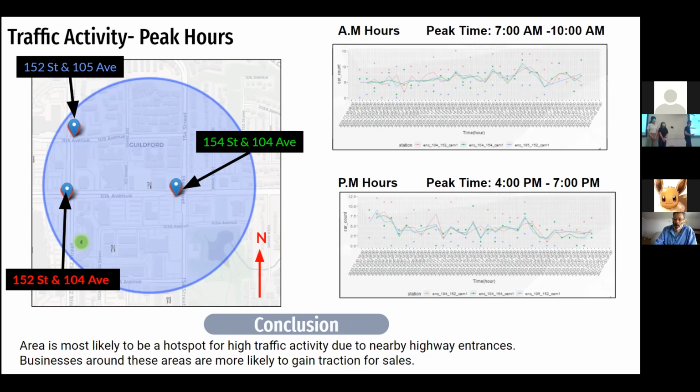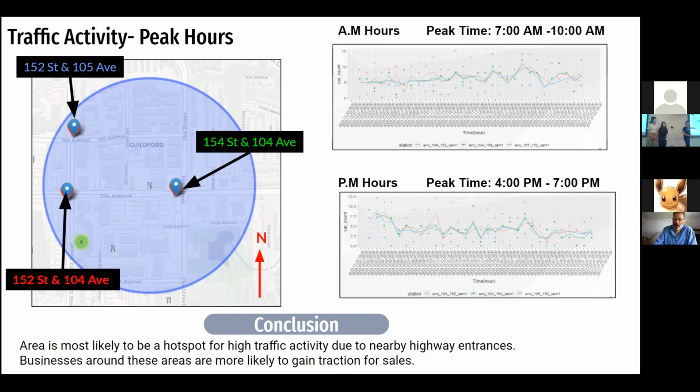In conclusion, this area is most likely to be a hotspot for high traffic activity, and therefore businesses around these areas are more likely to see gains in potential marketing opportunities and whatnot. Before I move on to the next slide, you're not seeing the map here, but a little bit north of it is Highway 1, which is a major route for exit and entrance for people working in Surrey and beyond.